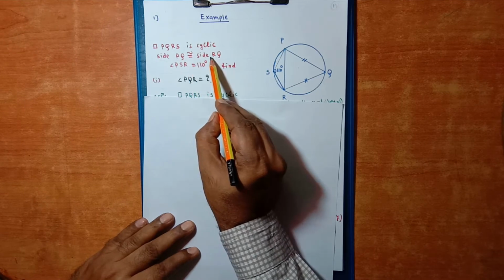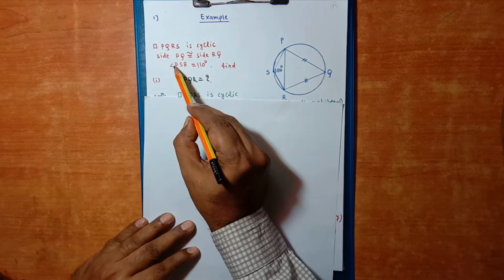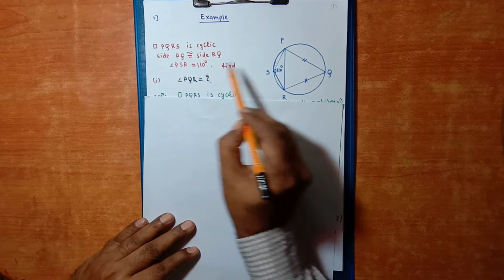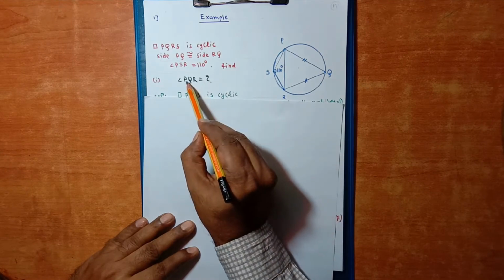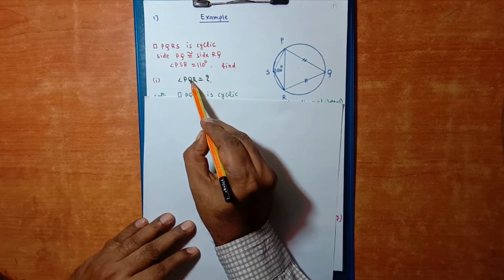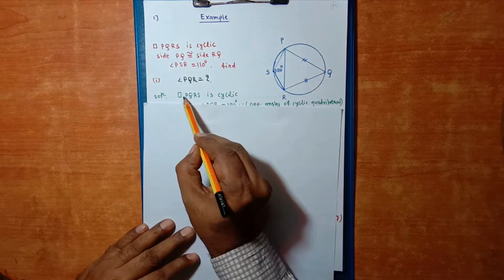Side PQ is congruent with side RQ. Angle PSR is 110. First of all we have to find the measure of angle PQR. PQR is over here. Let us start.